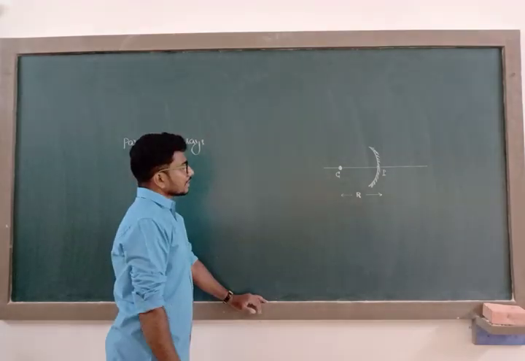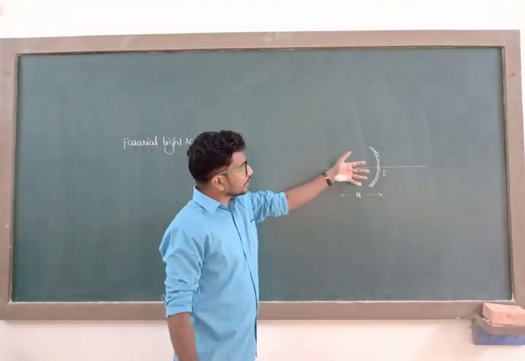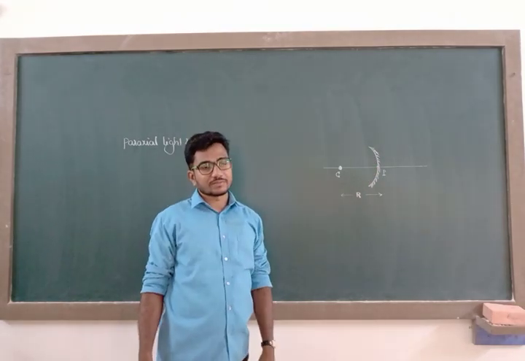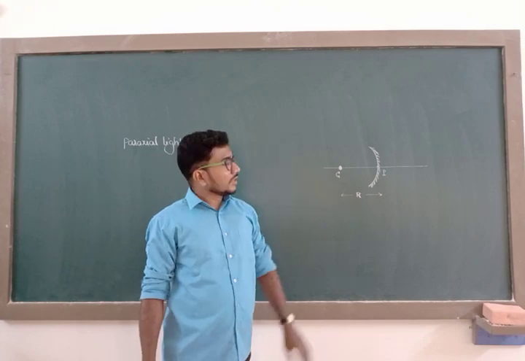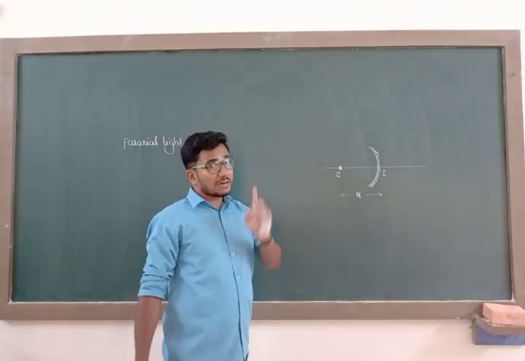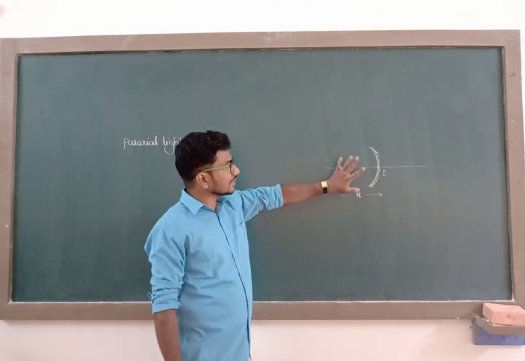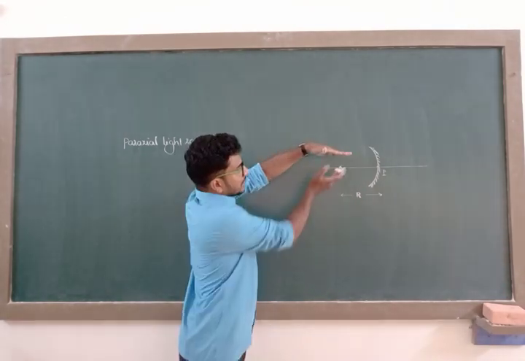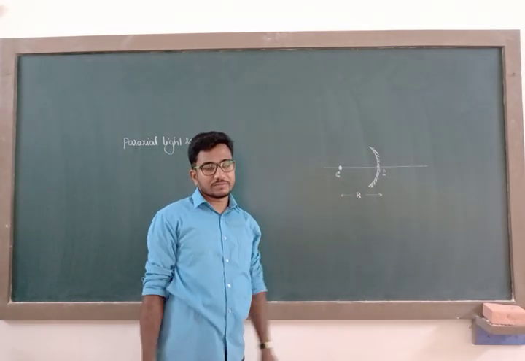So paraxial light rays means light rays parallel to the principal axis and also close to the principal axis. And another one is marginal light rays. Marginal light rays are nothing but light rays parallel to the principal axis but far from the principal axis.